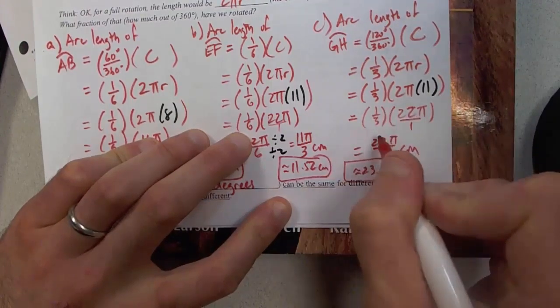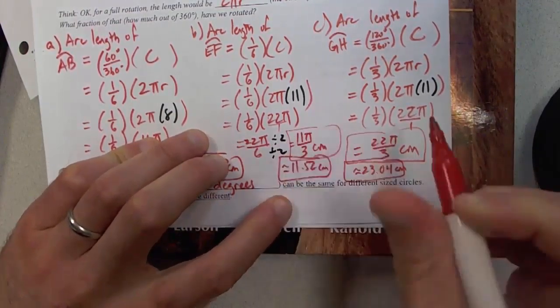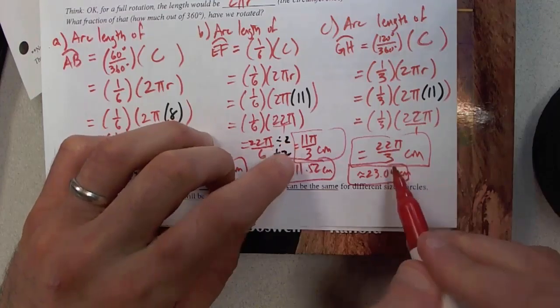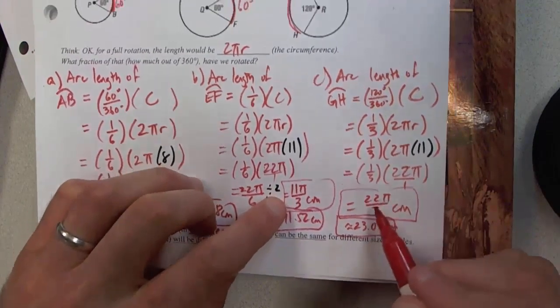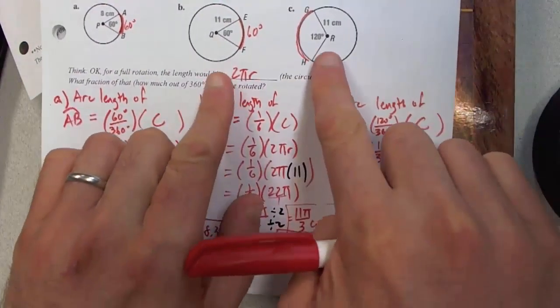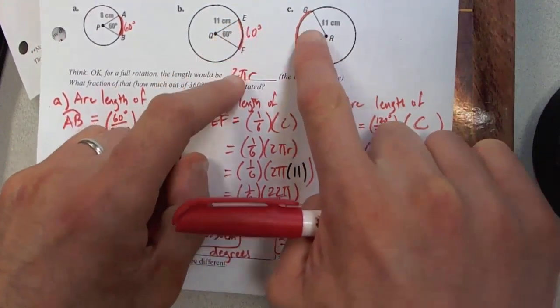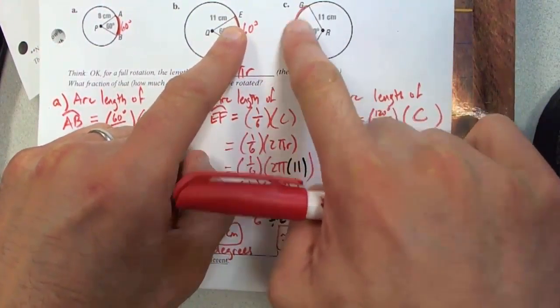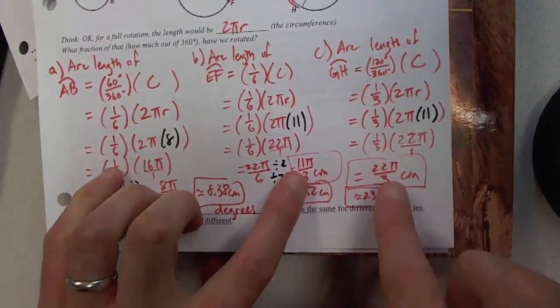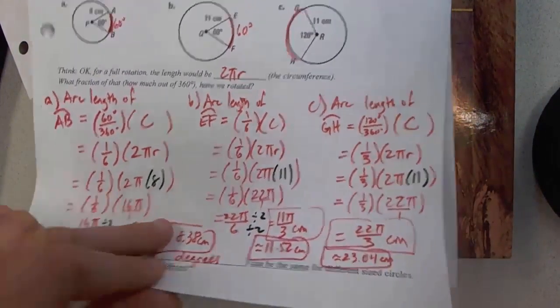Now if you look carefully though, I should probably box this one up as well. Look, this is exactly double this one. Why? Because look, it was congruent circles, 11 and 11, and 120 is double 60, so instead of 1/6, it was 1/3. So of course this length is double this length. So just be on the lookout for those kind of things. All right, I'll try a couple more problems here.